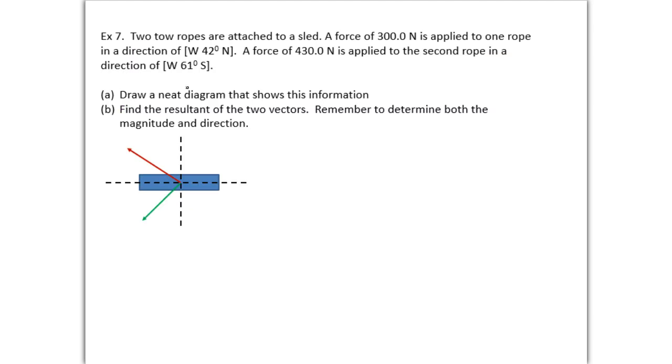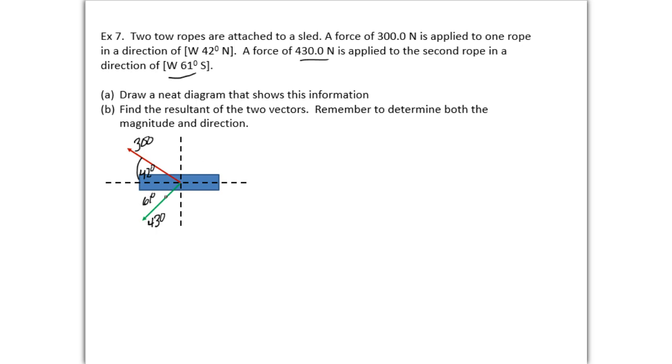Alright, your next one. Two tow ropes are attached to a sled. The force of 300 newtons is applied to one rope in the direction of west 42 degrees north. And for your second one, it's 430 newtons applied to a second rope, which is west 61 degrees south. So our first force here is being applied in a westerly direction, but you're heading 42 degrees north. So that's our first one, and it is a force of 300 newtons. This one here is a force of 430 newtons, and you're going 61 degrees south.